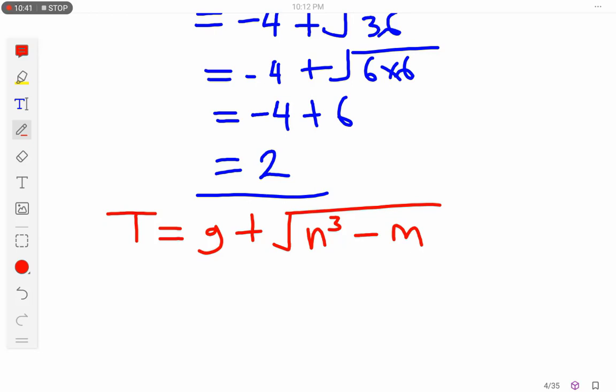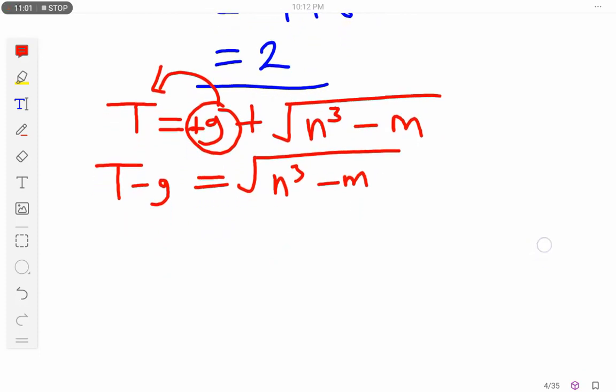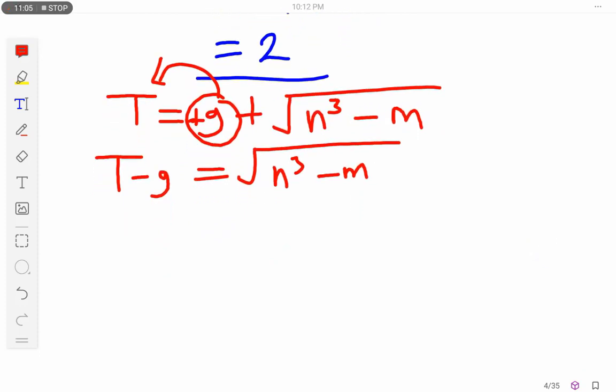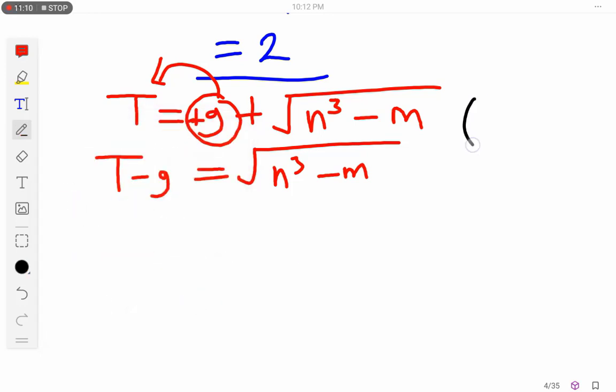Okay, so the first thing that we do is to take this G that side. Okay, when it goes the other side, it is going to be a minus, because here it is a plus. Okay, so we have T minus G, then we remain with square root of N cubed minus M like that. Okay, so we are done with the first part. Now we want to remove the square root. Remember, guys, square root is the same as a power. So in this case, N cubed minus M to the power of 1/2 like that. So to remove the square root sign, what you can do is multiply by 2/1 like that.